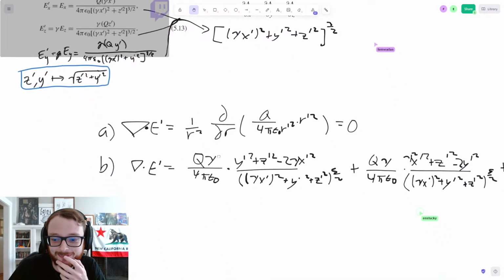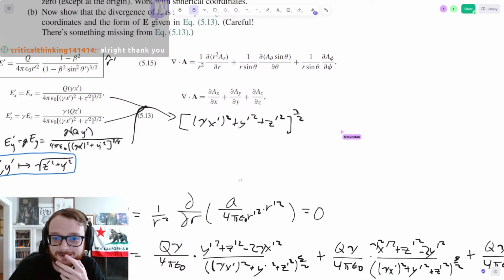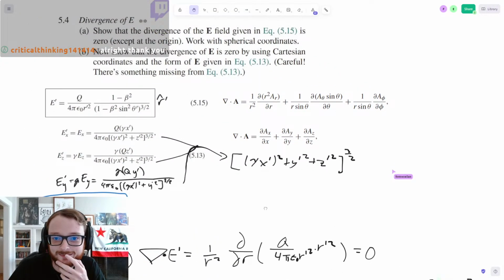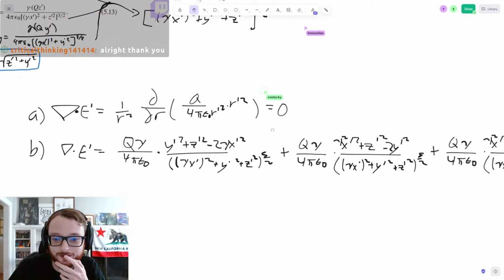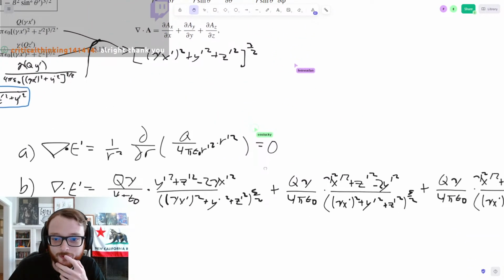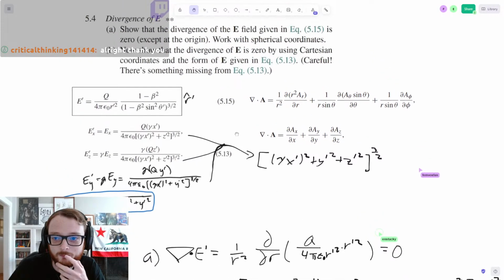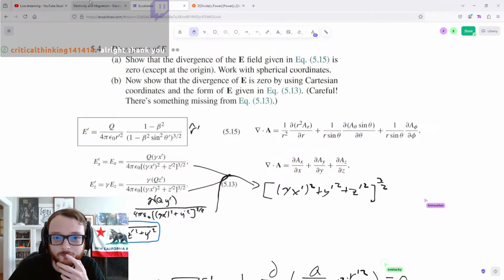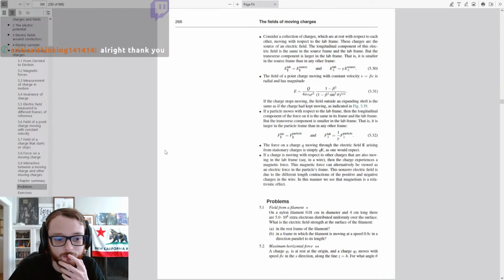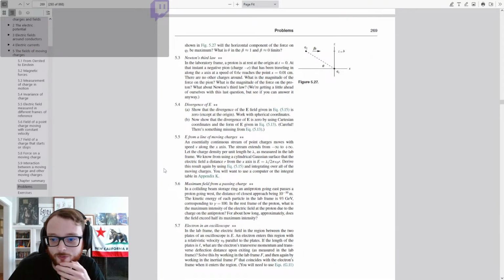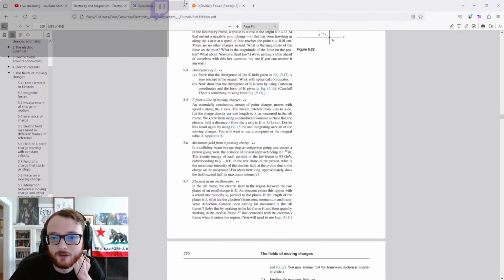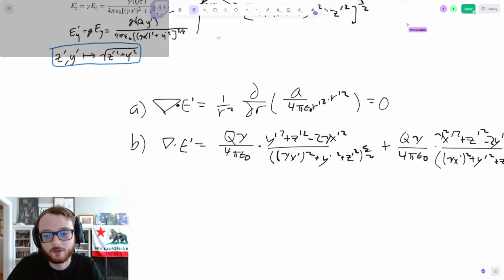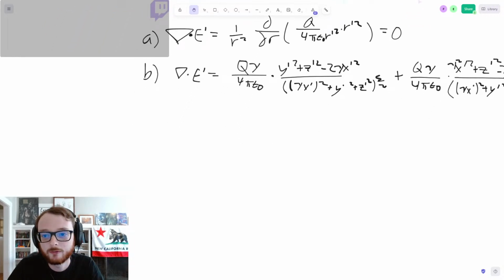Okay, I guess that's how we do it for 5.4. It's zero except at the origin, which is where the point is, and it's not defined at the origin, the things that we did anyway. I wonder if there's something more that we can say about it, but I guess we just did it. Yeah, it looks good. All right, start grabbing number 5.